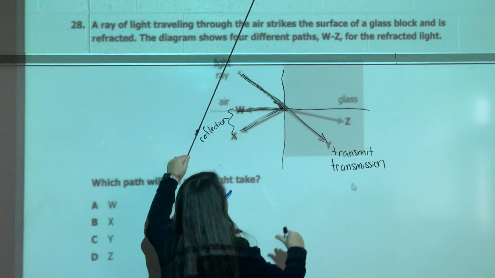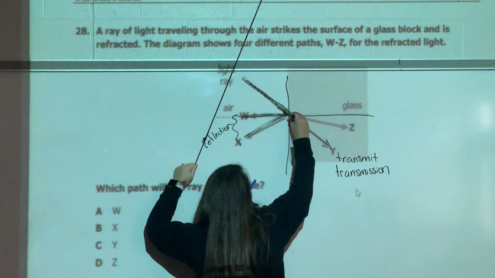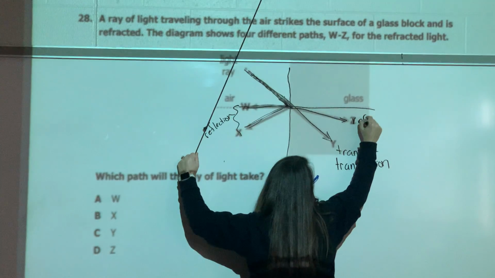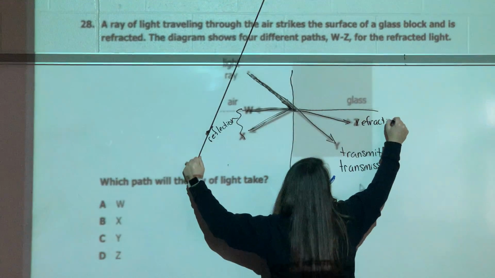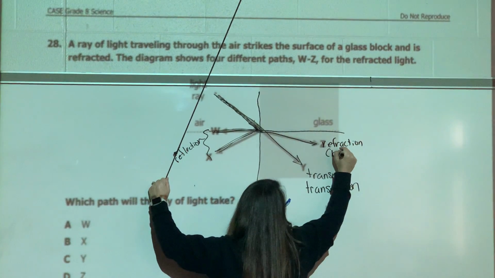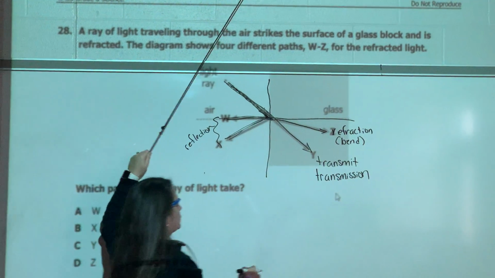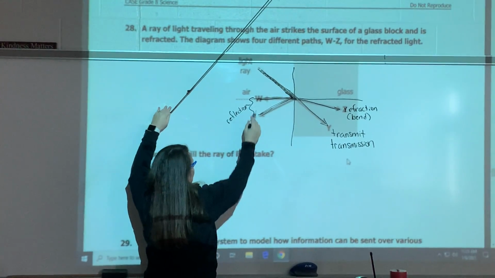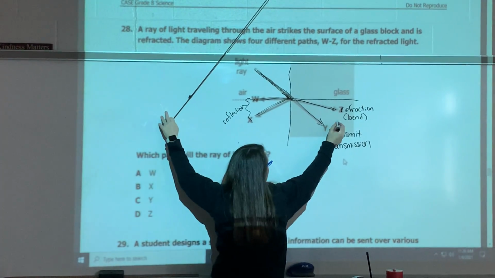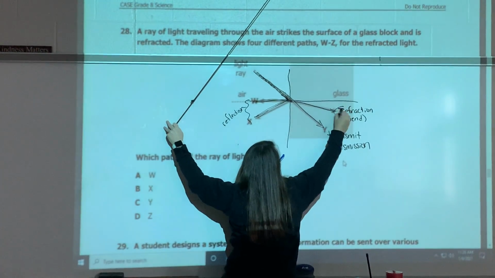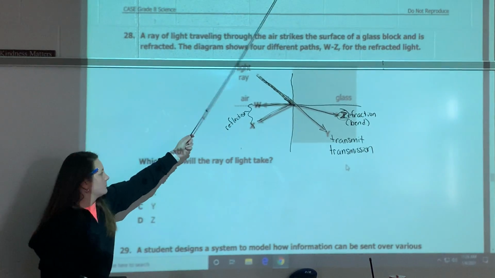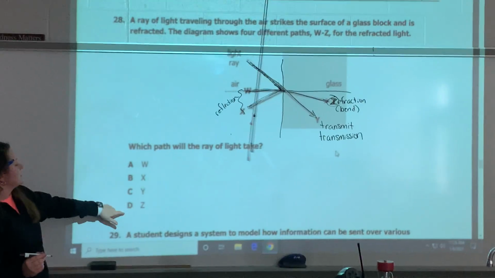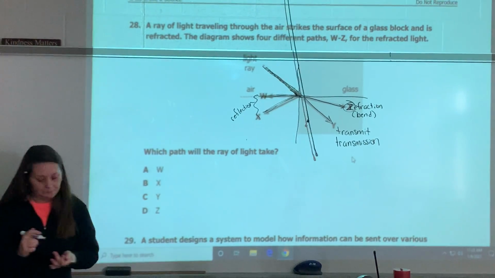All right. Now, when it goes and it makes a bend, this is called a refraction. This is a bend. So, when we look at the letters that I wrote all over, W, X, Y, Z, we see that Z is the refraction. So if we look for which one is Z, D would be our answer.